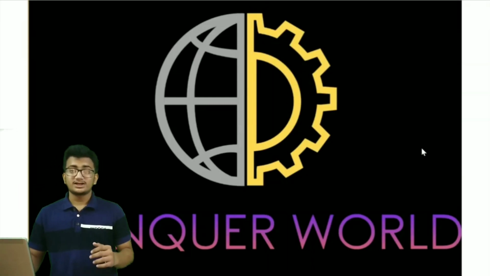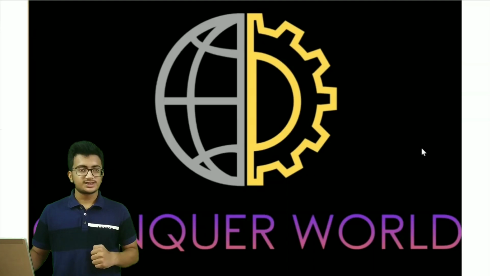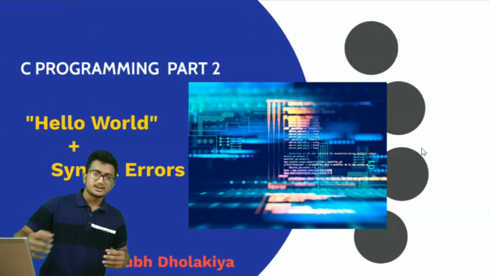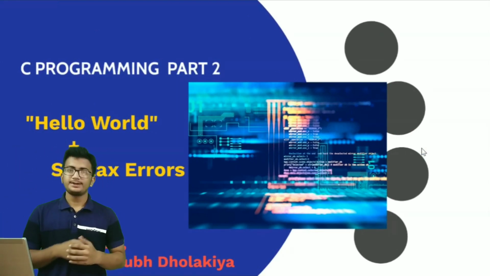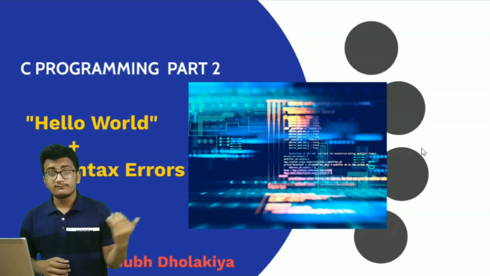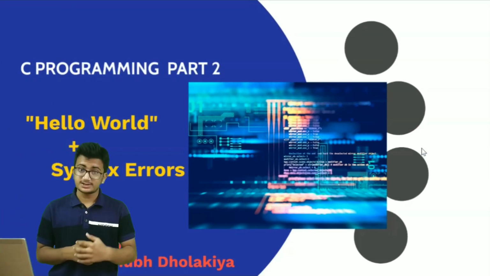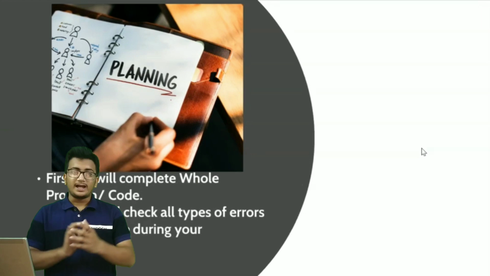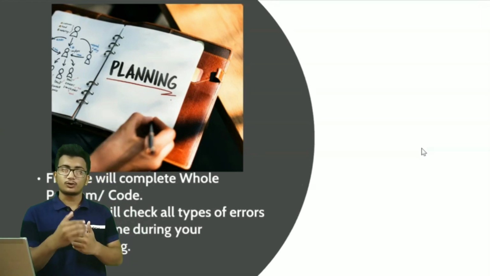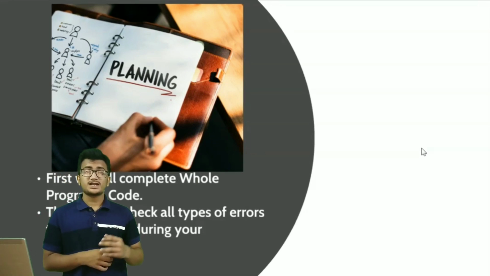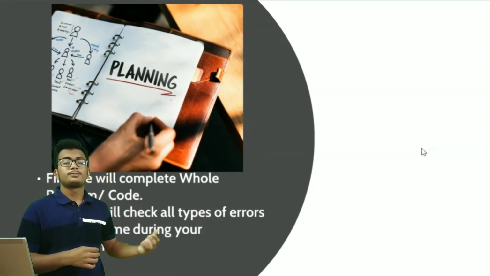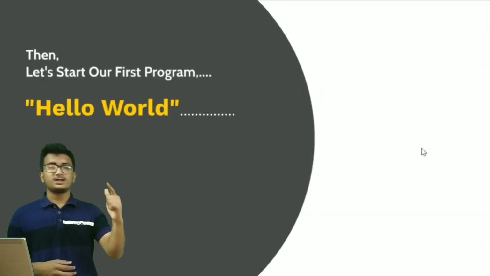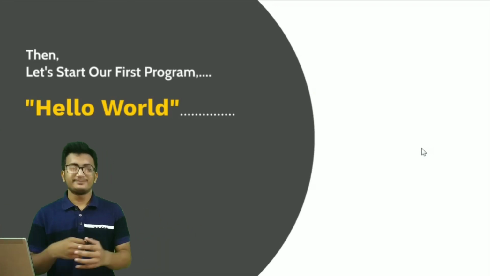So, till now we have done part 1, an introduction to the C programming language. Today we are going to do part 2. In this, two topics are going to be done. First is Hello World, and plus we are going to look at some of the syntax errors that can come during your programming. Cool guys? So let's go. Our planning would be: first we will complete the whole code, and then we will check all types of errors that can come during your programming. Cool guys? So let's start our first program, that is the most famous, world famous Hello World program.